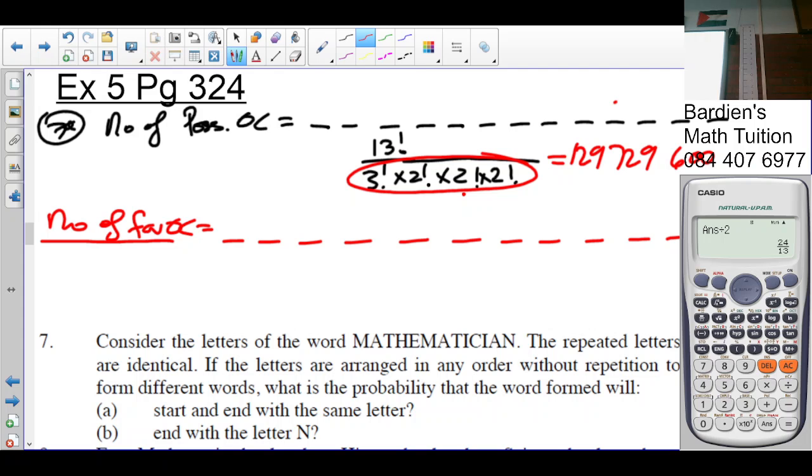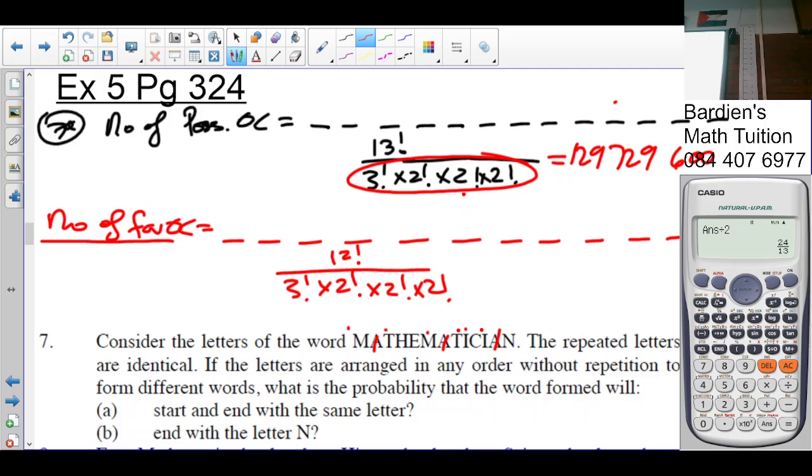So how many letters are we left with? 12, not so. 12 letters. How many repeated letters are there? 3 factorial times 2 factorial times 2 factorial times 2 factorial. Okay, so it's 2 M's, 3 A's, 2 T's. What was the other repeated letter? H. Right.